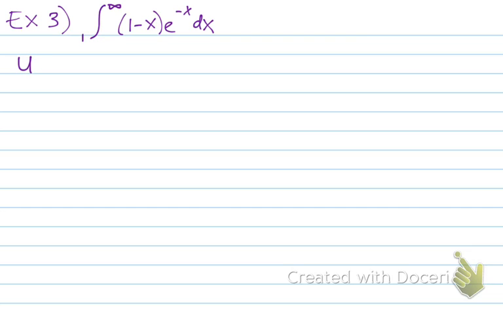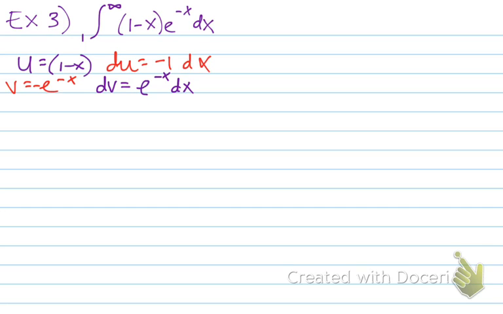So we need to know what u is, we need to know what dv is, and then we can go backwards to what du and v would be. So we're going to make dv be e to the negative x dx, and we'll make u be 1 minus x. So that if we take the derivative of u, we get du equals negative 1 dx, and we get that v equals negative e to the negative x as the integral of dv.